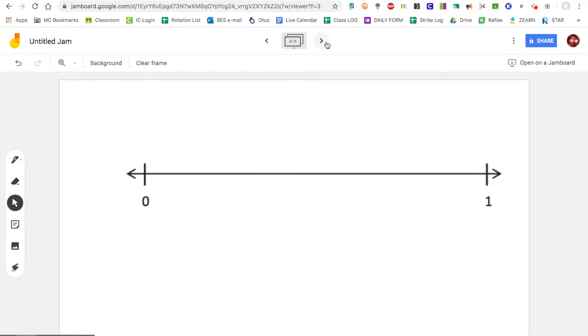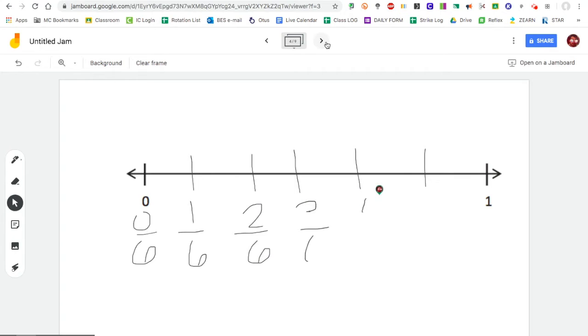If we need this number line to be in 6 equal parts, we would draw how many lines? Put your answer in the question box. If you said 5, you are correct. 1, 2, 3, 4, 5. So the first one would be 0/6. Then we'd have 1/6, 2/6, 3/6, 4/6, 5/6, and finally 6/6. This is pretty easy.